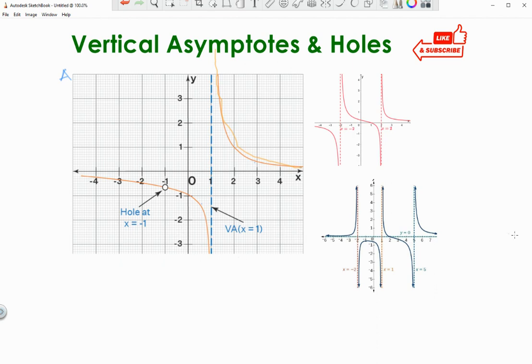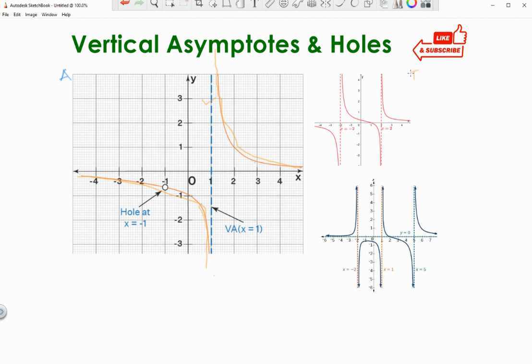At the same time, from the left side of your graph, it also approaches that blue dotted line. It goes really, really close as it goes towards that value, but it will never really intersect that. So that's the representation of what a vertical asymptote is. In the first graph, you only have one such line, one vertical asymptote.